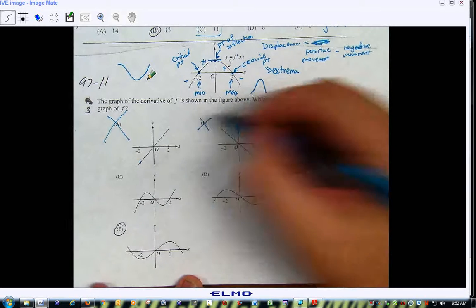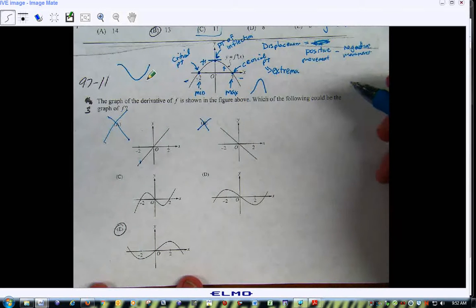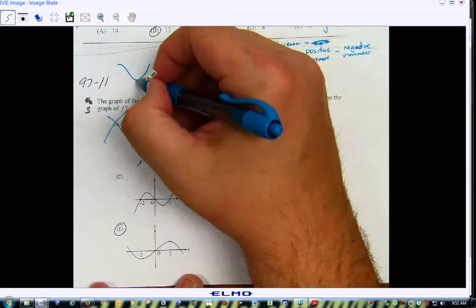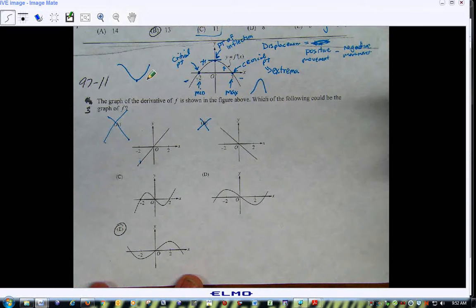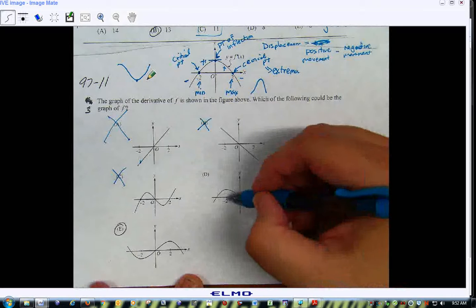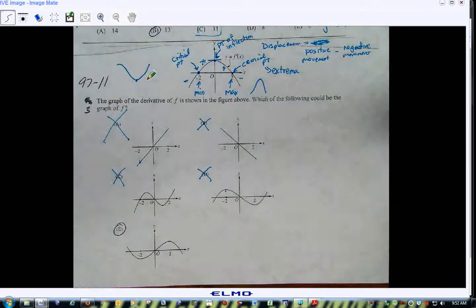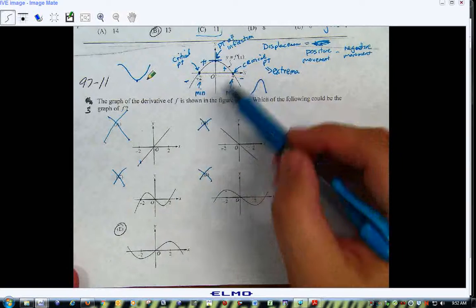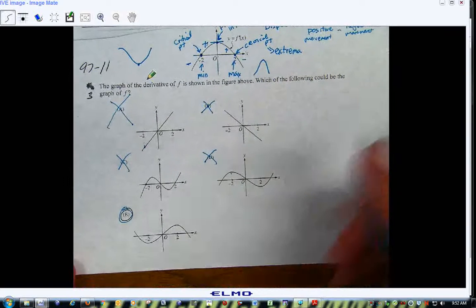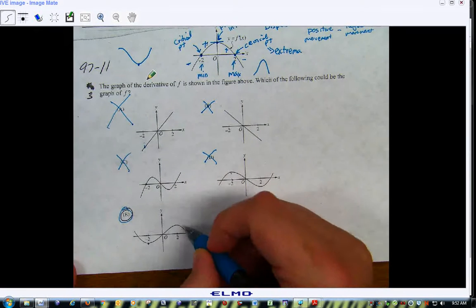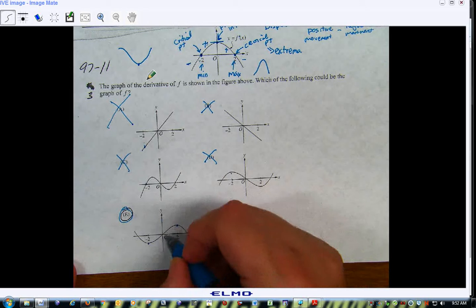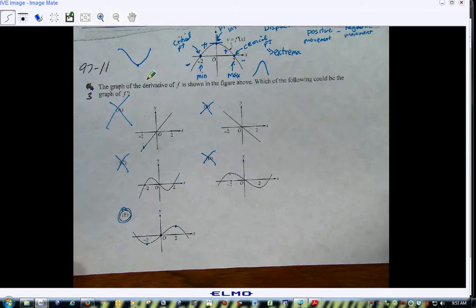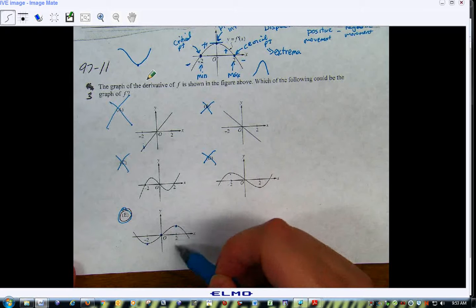Now at -2, is that a minimum? A minimum is going to be the bottom of a valley. So that guy's out. Is this guy a minimum? No? Alright. So just by process of elimination, knowing that that's going to be a minimum and that's going to be a maximum, you can get to E from there. Because I do have a minimum there, I have a maximum there, and that's right smack dab in the middle of being concave up and being concave down. So that tells us that would be our point of inflection.